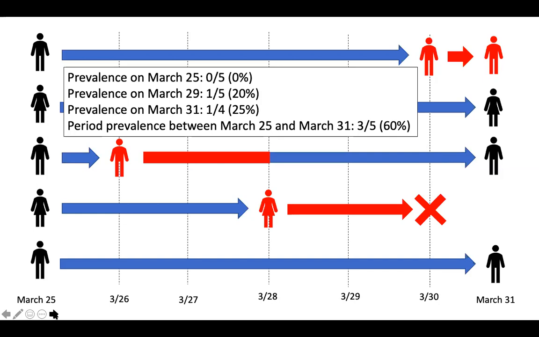So when we look at prevalence, we can see it really varies. If we're looking at point prevalence on the 25th, it's 0 of 5. On the 29th, it's 1 out of 5 because only this woman is infected. On the 31st, it's 1 out of 4 because we've no longer included this woman in the denominator because she's no longer alive. She's no longer part of the population at risk for being in the numerator. But if we look over time at the period prevalence for this week, it was 60%, 3 out of 5, just like we saw for the incidence in the first example.